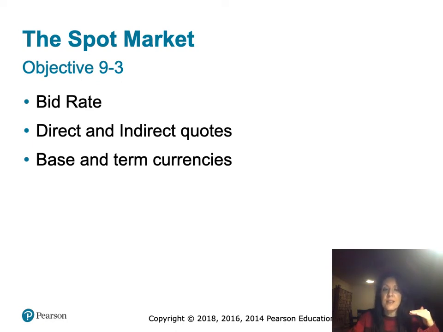Like the example that I gave while I was discussing the direct and indirect quote: the rate a US-based dealer quoted for the British pound in April 2016 was $1.4 divided by 30. 1.4 is the denominator, whereas 30 is the numerator.